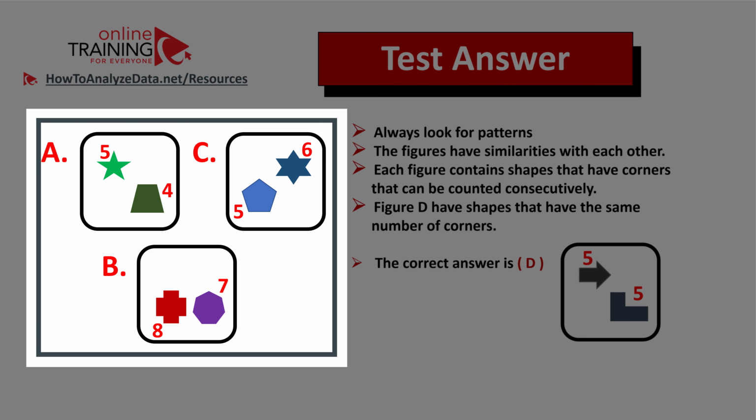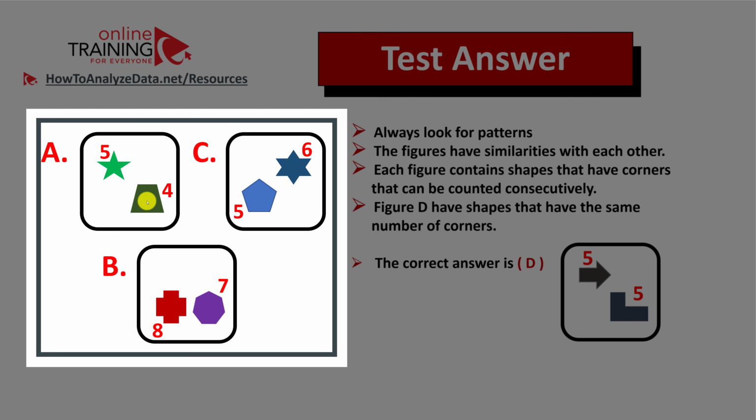And the pattern here is number of corners. Each particular shape has a certain number of corners. For example, let's look at the star. Star has 5 corners. 1, 2, 3, 4, 5. And this shape only has 4 corners. So the similarity here between choices A, B, and C is the fact that each shape inside the rounded square has a different number of corners.